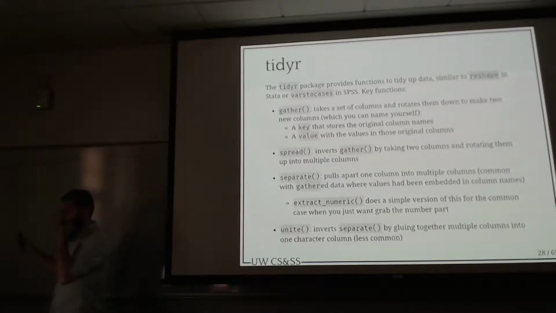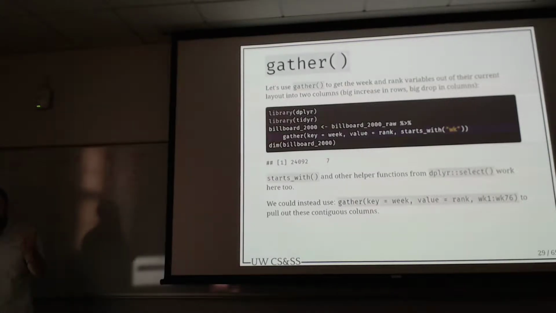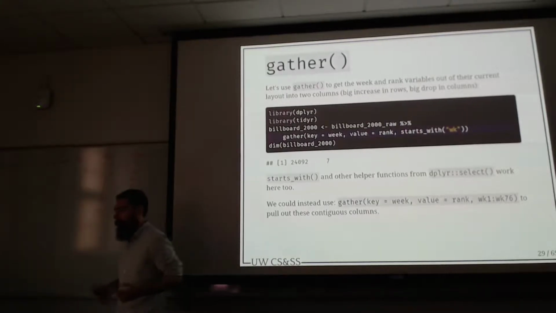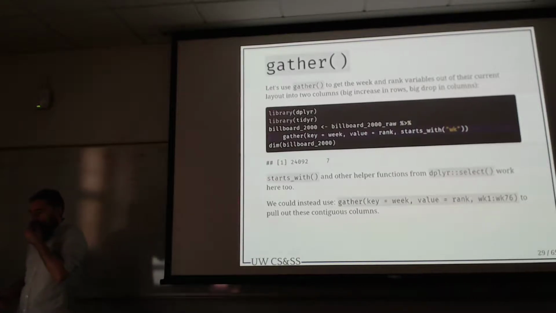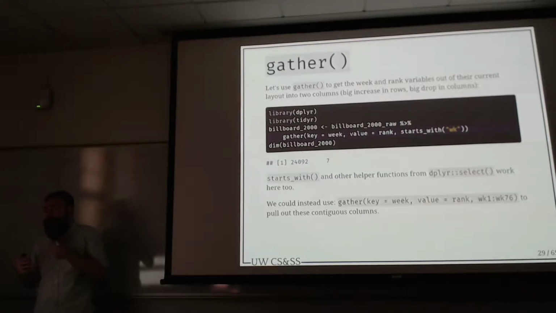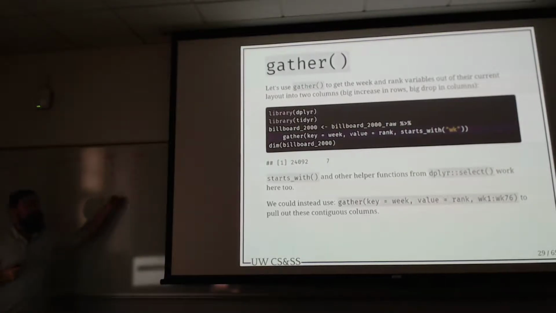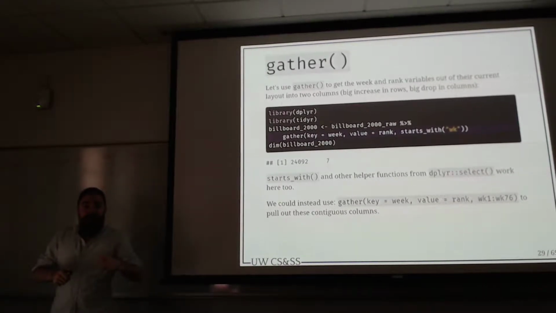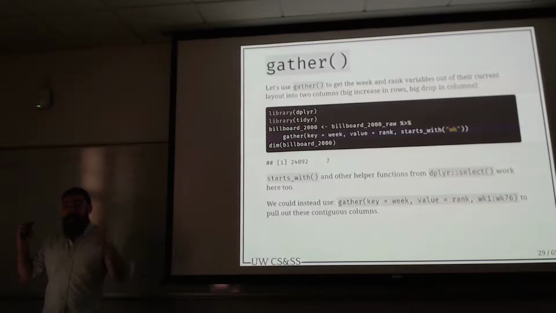Okay, gather. Gather is the heart and soul of the tidyr package, so we're going to play with it a little bit here. What we want to do is use gather to get the week and the rank variables out of their current layout and put them into two columns. In other words, we just want to do what I was drawing on the board. We want, as a result, a huge increase in rows.